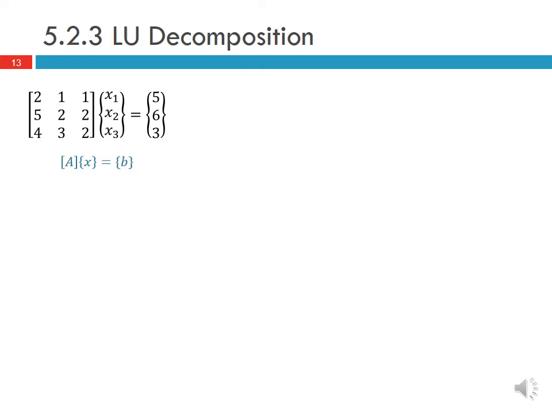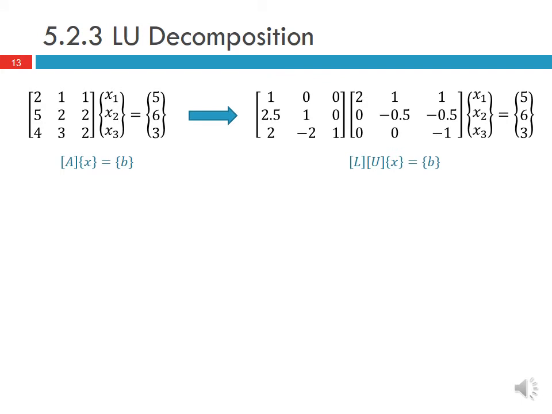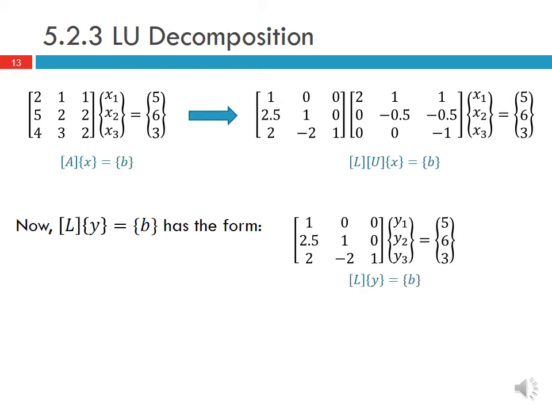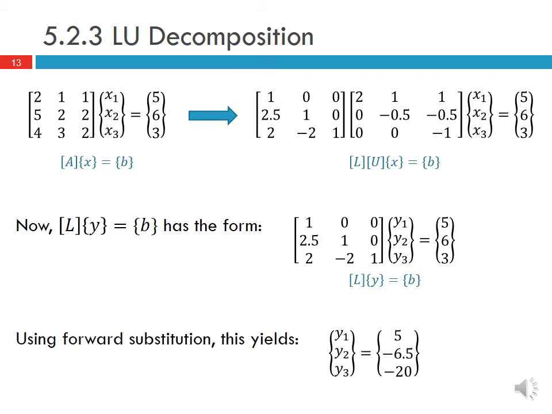So let's look at this with our example. We have our system AX equals b. We use the LU decomposition to transform our system into LUX equals b. We then set y equal to UX and write the system Ly equals b, which has the form shown here. So we've got our L, our unknown vector y, and our b. We can solve this using forward substitution to find our unknowns y, which for this example is 5, negative 6.5, and negative 20.